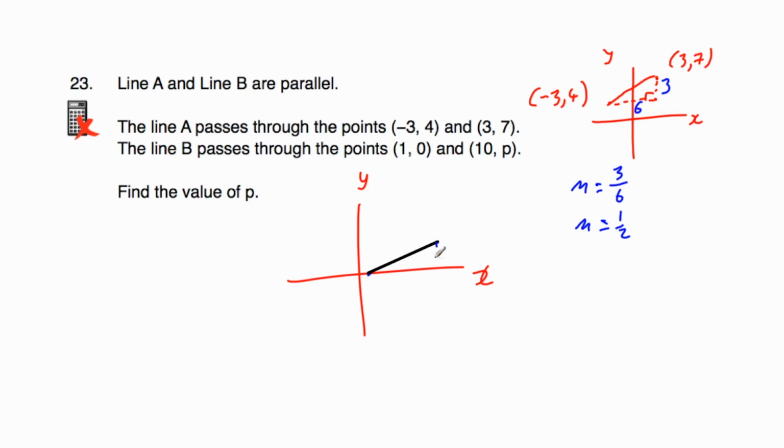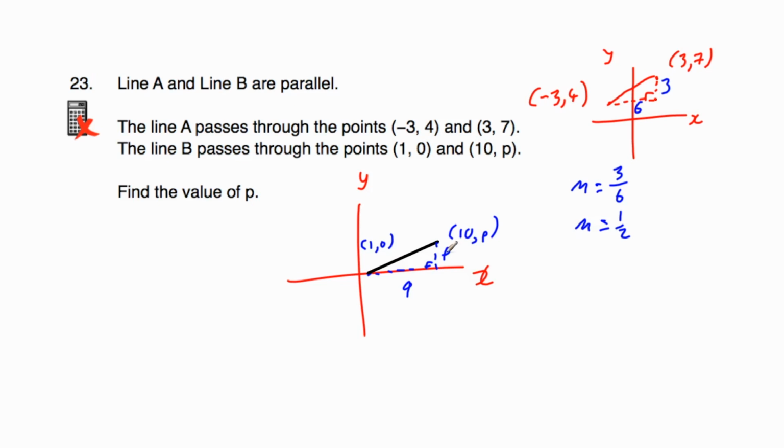So let's make a little right angle triangle, and let's work out our rise and our run. Let's label our points. We've got (1, 0), and this point up here would be (10, p), a certain height p, which we're trying to find. In terms of our run, we're going from 1 across to 10, so our run would be 9. And in terms of our rise, we're going from 0 up to p, so our rise would be p.